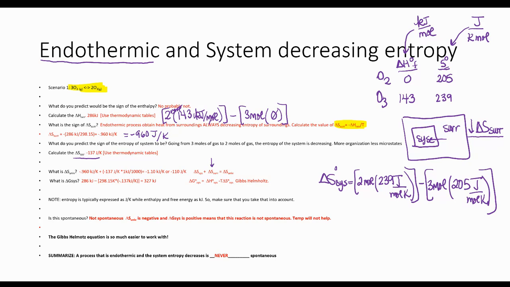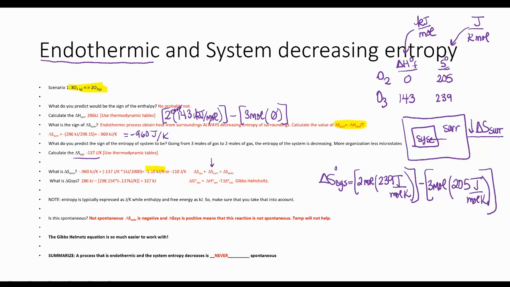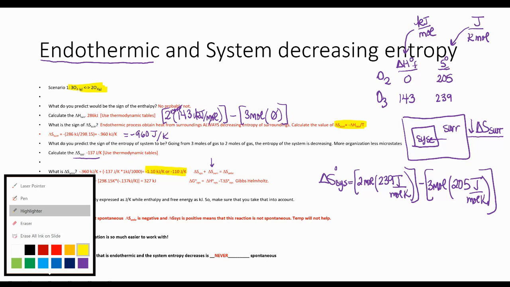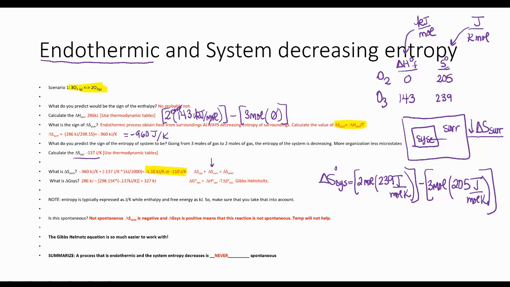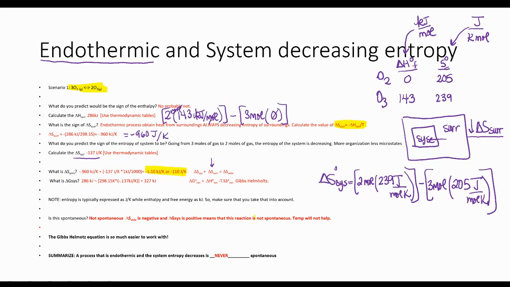Now, one of them is in joules per Kelvin, the other was in kilojoules per Kelvin. So I would have to convert them to be one and the same unit. It doesn't matter which way I go. When I add them together, and you can double check me, I end up with a negative entropy of the universe. That means this process is not spontaneous.